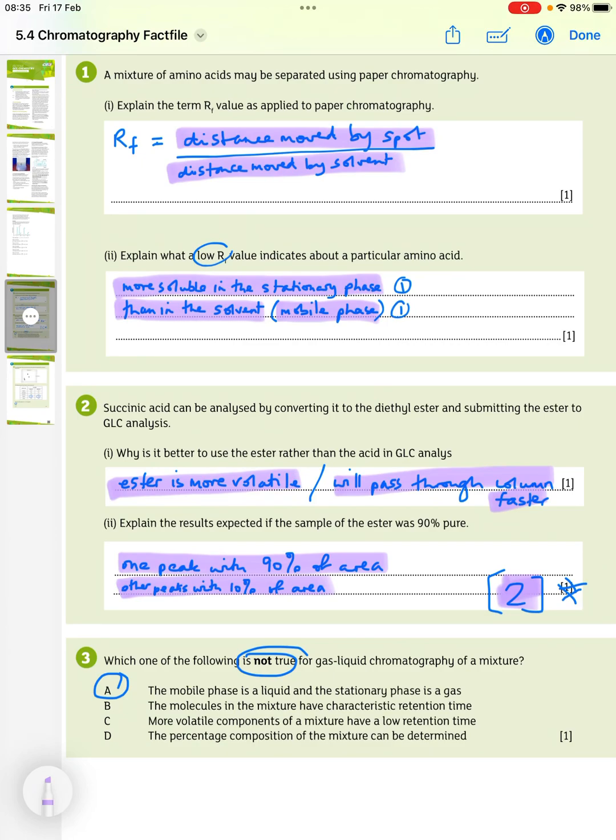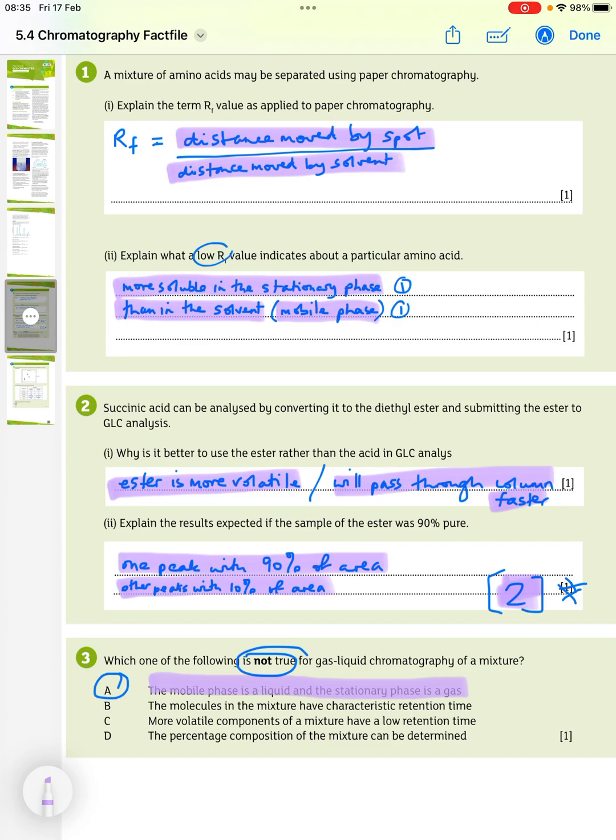Number 3, which one of the following is not true for gas liquid chromatography of a mixture? Well, the answer is actually A, but I'll read the rest anyway. So A is the mobile phase is a liquid and the stationary phase is a gas, which we know it's the other way around. B is the molecules in the mixture have characteristic retention times, which is true.